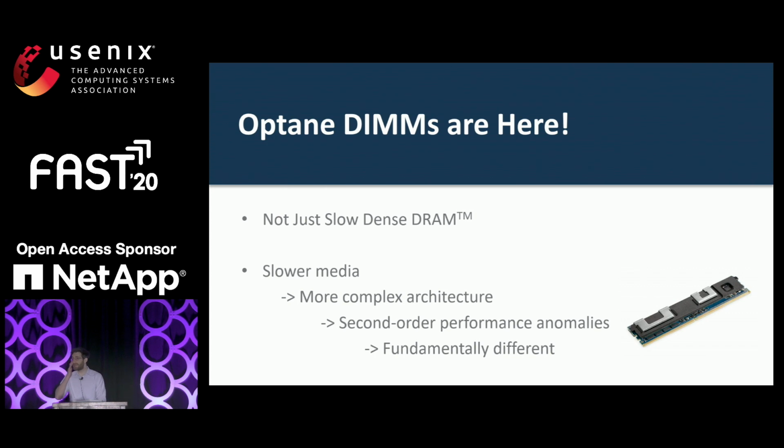So Optane media is slower than DRAM, but this leads to a more complicated architecture at the device level, which leads to second-order performance anomalies, which means that if you want to get the actual maximum performance out of these devices, it's really fundamentally different from programming DRAM. You need to take into account the actual device characteristics.